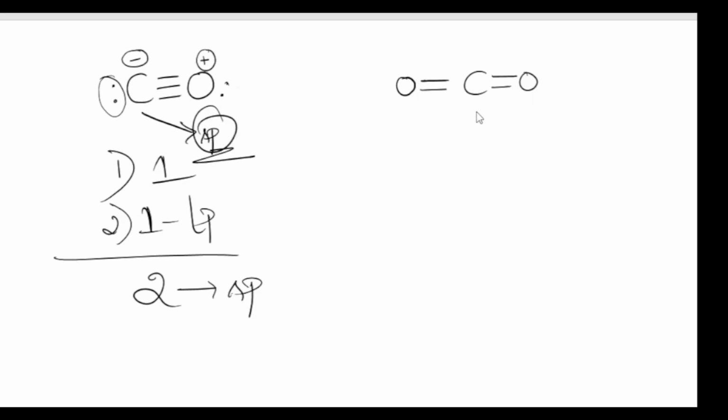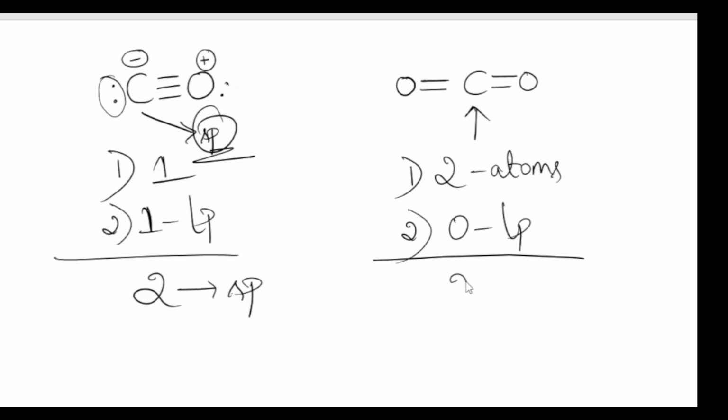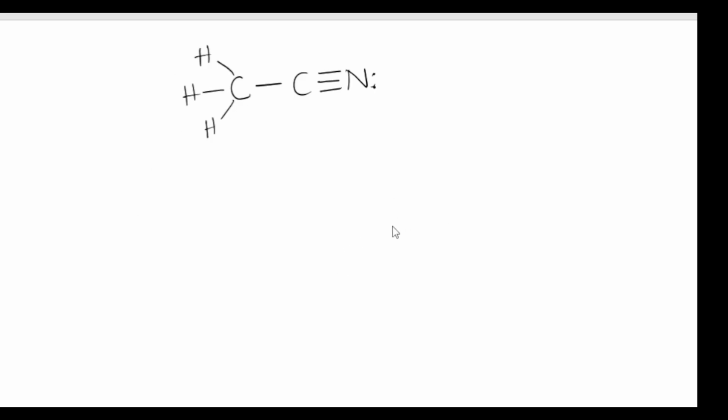Now, we'll see the carbon hybridization in carbon dioxide. This carbon is attached to two oxygen atoms, correct? That's why in the first case it is attached to two atoms. In the second case, no lone pair is there, that's why zero lone pairs. Total it will become 2. Therefore, it is also sp hybridization. This trick will work on any other atom, not only for carbon.